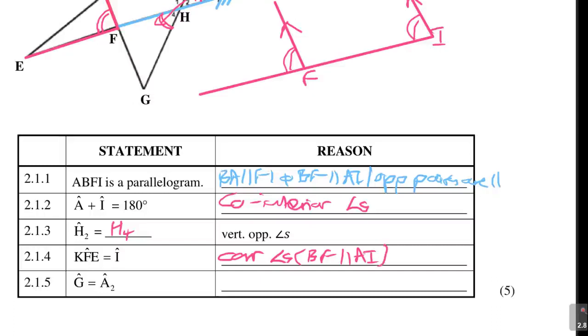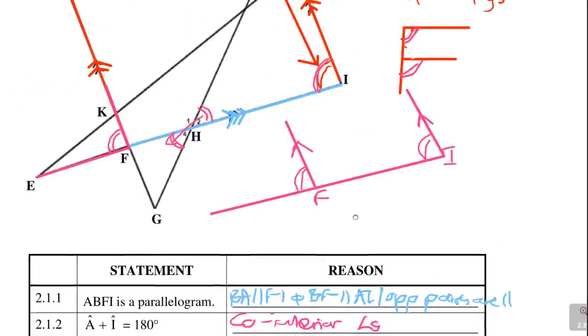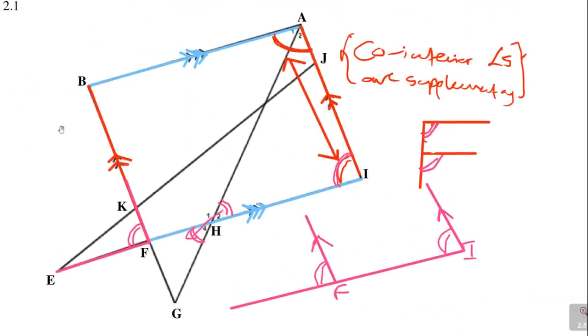And then we go lastly to 2.1.5. In 2.1.5, what are they saying? Angle G is equal to A2. Let's check that. Angle G, there is G here. Angle G is this one. Is equal to angle A2. Let's remove that. Angle A2.